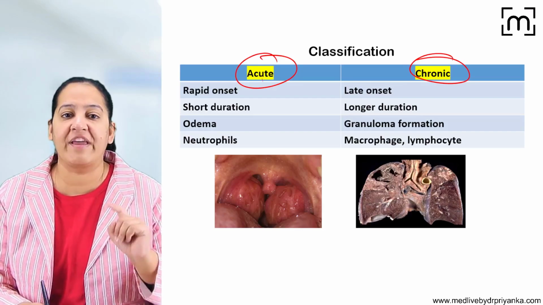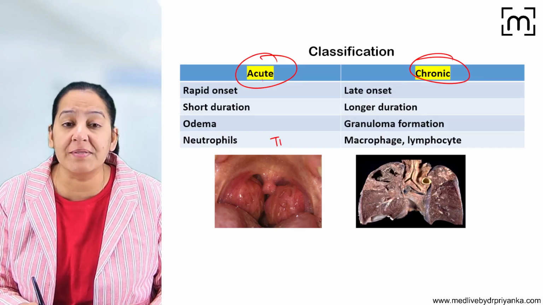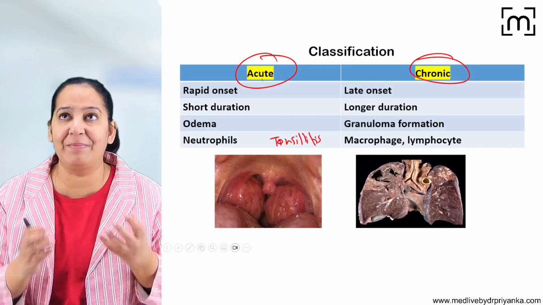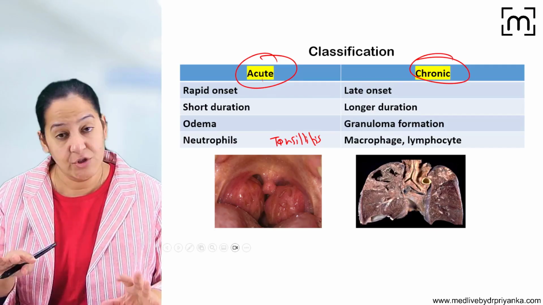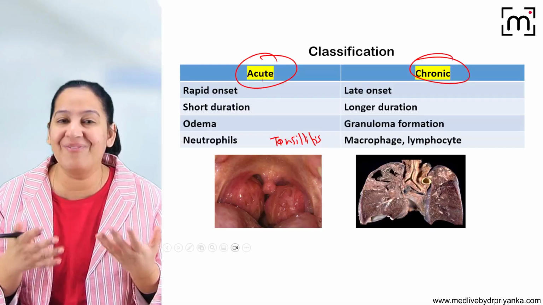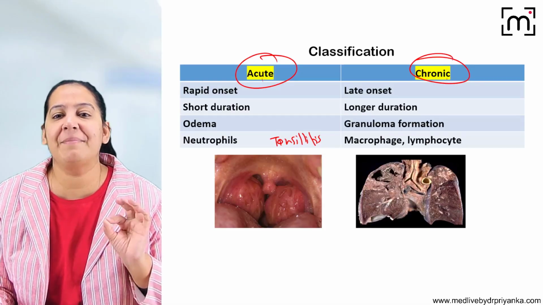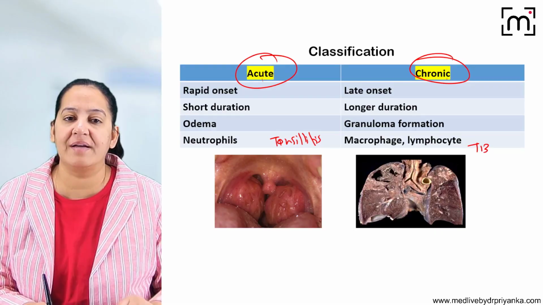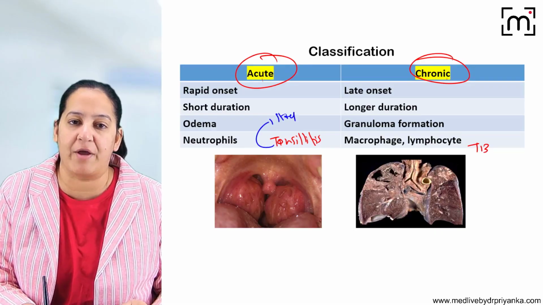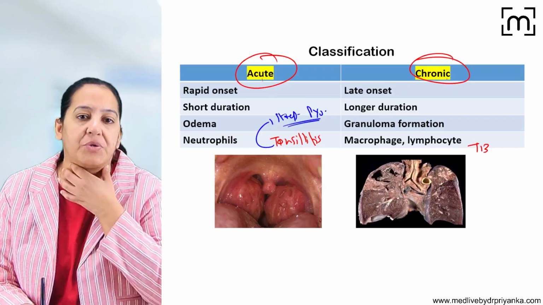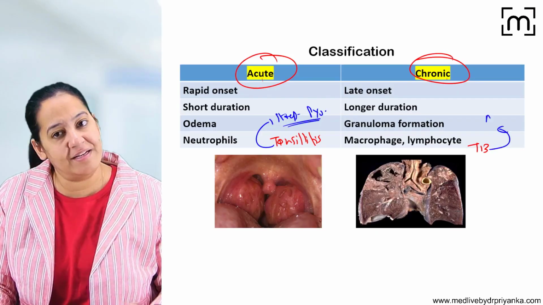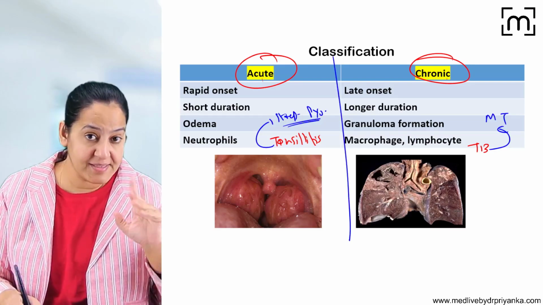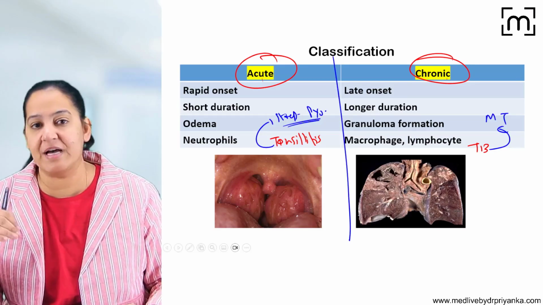The best example of acute inflammation is tonsillitis. Let's take an example of tonsillitis. I guess every one of us has experienced an episode of tonsillitis in our life. So we know how it feels when we have tonsillitis, what the symptoms are. Now for chronic inflammation, the best example is TB. Both of them are caused by bacteria. For example, tonsillitis is caused by the bacteria Streptococcus pyogenes, the most common bacteria which causes tonsillitis. And TB is caused by the bacteria Mycobacterium tuberculosis. So tonsillitis is an example of acute inflammation and TB is an example of chronic inflammation.